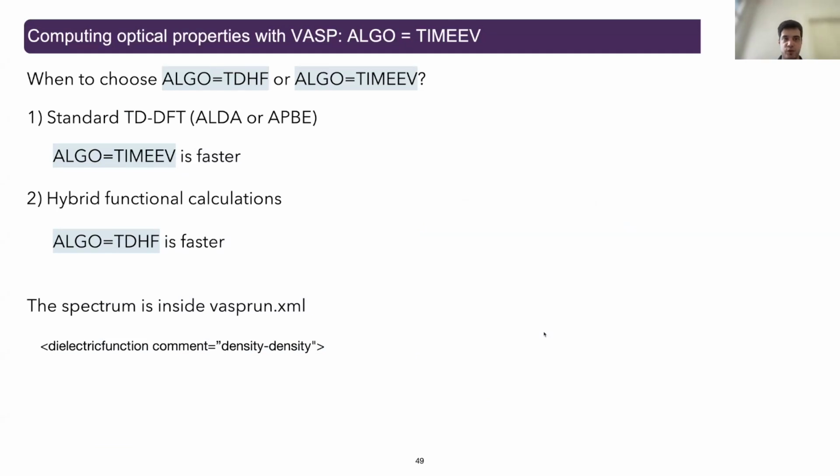So when to choose each algorithm? What are the differences for TDHF and TIMEEV? Well, in the standard cases of DFT, so either adiabatic LDA or adiabatic PBE, you'll see that ALGO equals TIMEEV is faster. If you use hybrid calculations, ALGO equals TDHF is faster and will perform better than the previous run. At the end of either calculation, the VASP vasprun.xml file will contain the dielectric function. Again, you should look for this entry here.